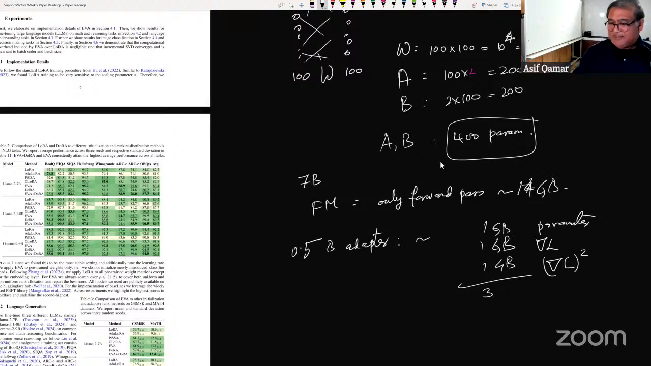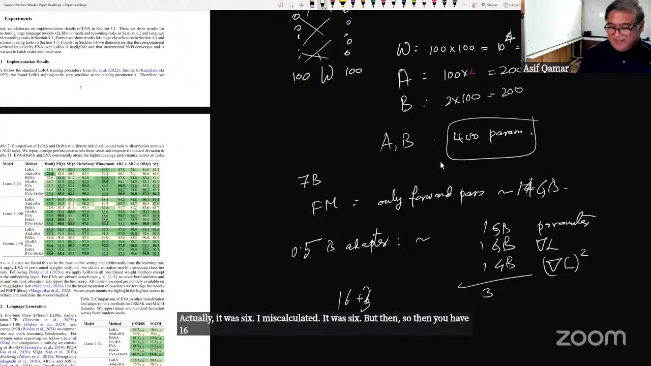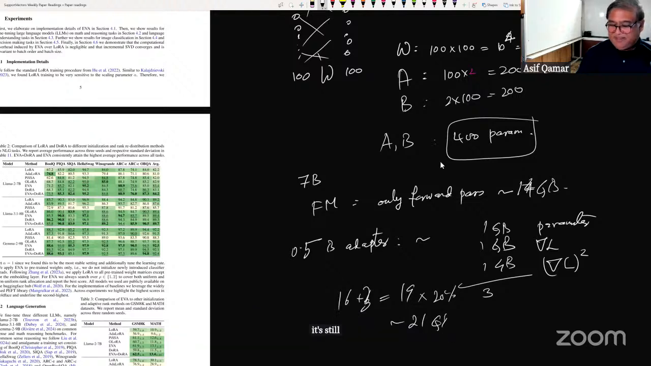Actually, it was 6. I miscalculated. It was 6. But then 20%. And then you have 16 plus 6 plus 3 is equal to 19. And then you add 20%. It's still about 21 GB. So you may say that, oh, you know what? I can fine-tune a model like that, perhaps on my little workstation.